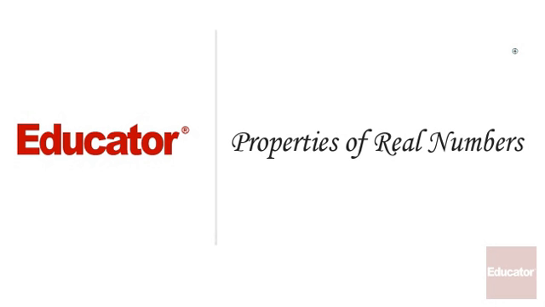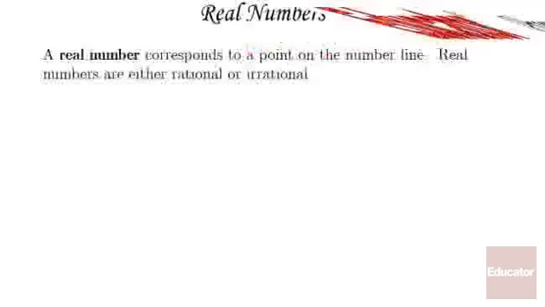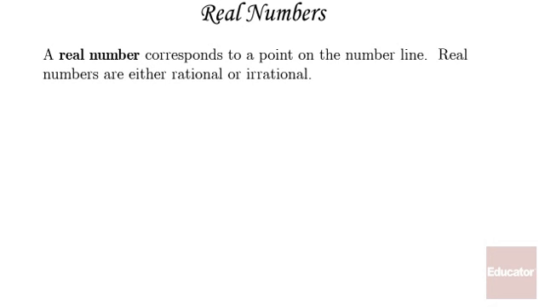Welcome to Educator.com. In today's lesson, we'll be discussing properties of real numbers. A real number corresponds to a point on the number line, and real numbers may be either rational or irrational. So first, just talking about the number line.